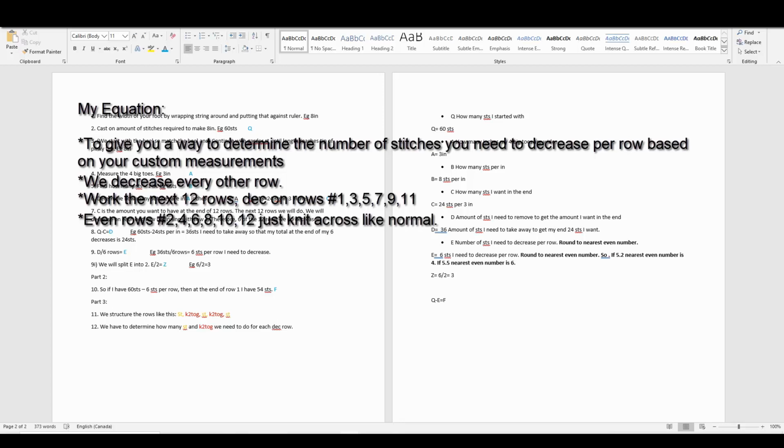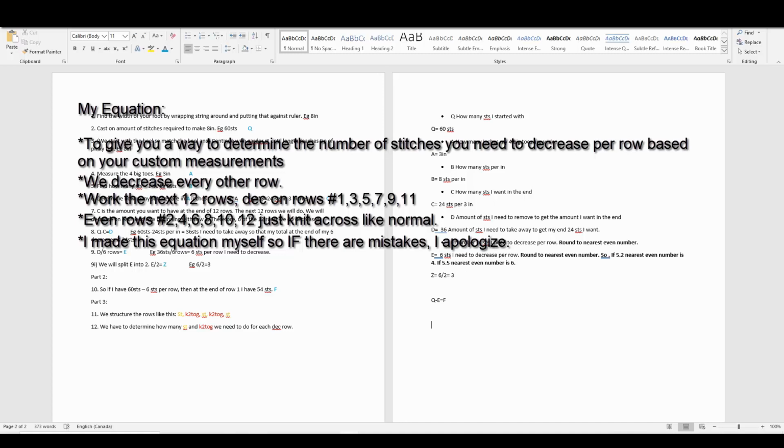So I created this equation to give you a custom way to plug in your own variables to figure out the amount of stitches that you need to decrease based on your particular measurements. Now, I'm no mathematician, so I do apologize if there are any mistakes, but I did test it on my own dimensions, and I plugged in a couple of other random dimensions as well to see if it'll work, and it seemed to work fine for me.